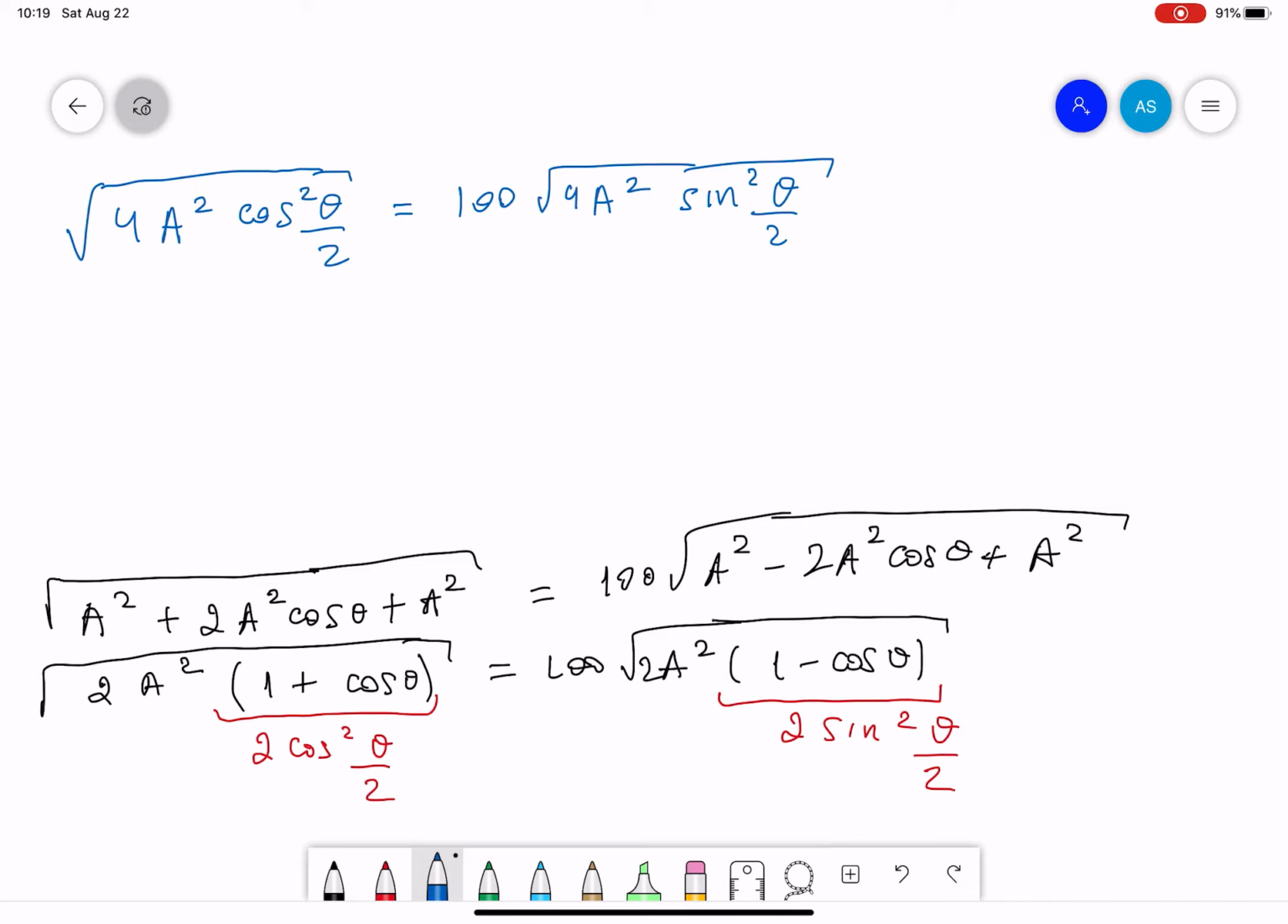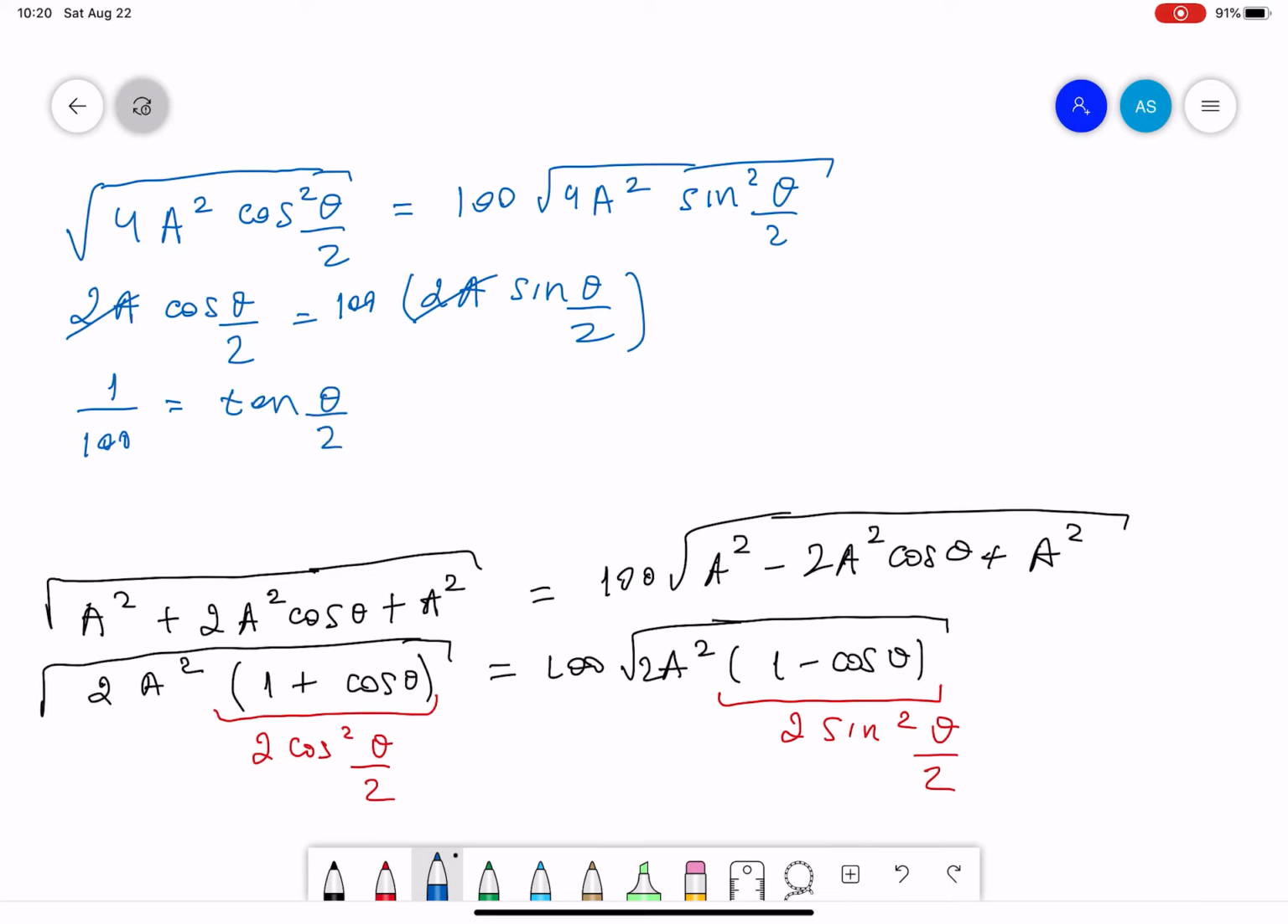Now we can get rid of the square roots. If you bring out from the square root, then you will get 2a cos theta over 2 equal to 100 times 2a sine theta over 2. So 2a will cancel each other. Then sine theta over 2 divided by cosine theta over 2 will give you tangent, right? If you do cross multiplication, you get 1 over 100 equal to tangent theta over 2. Now theta over 2 is equal to inverse tangent 1 over 100.